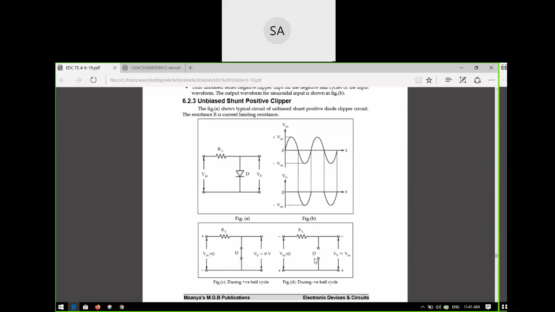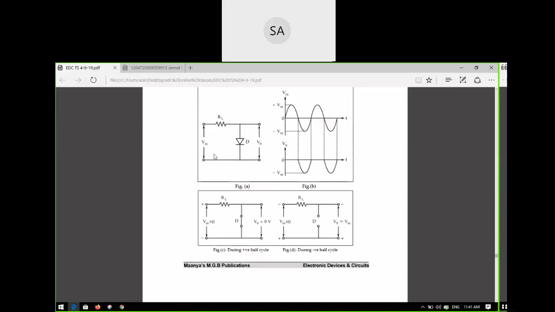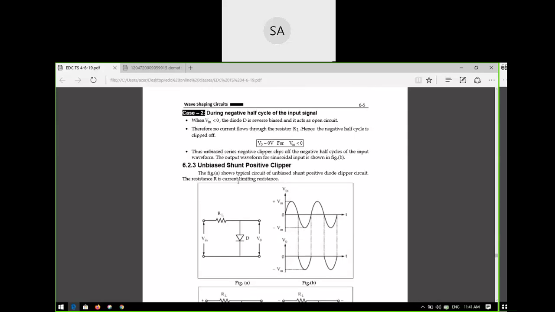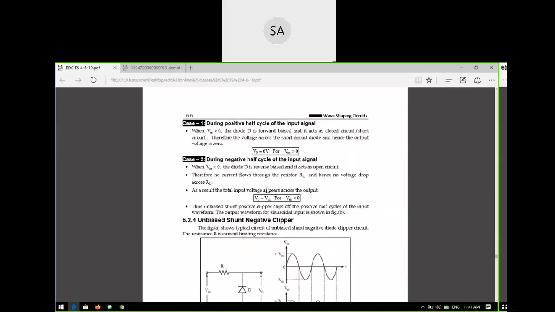See here, if you have a diode and it is short circuited, the output is zero. There is no diode here, there is simply no element here. So whatever input you give is taken across this output. So V naught equals Vin. Vin is like this, so V naught is also like this. So it is a positive clipper, but it is connected in shunt. That is the reason it is a shunt positive clipper, and there is no external battery voltage. So it is an unbiased shunt positive clipper.